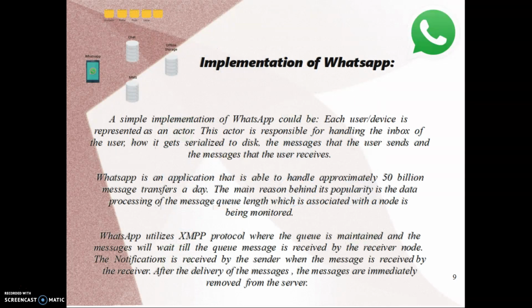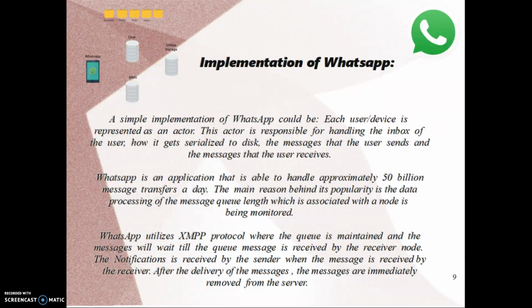Now let's see about the implementation of WhatsApp. A simple implementation of WhatsApp could be that each user or device is represented as an actor. This is called the actor model implementation. This actor is responsible for handling the inbox of the user, how it gets serialized to disk, the messages that the user sends, and the messages that the user receives.